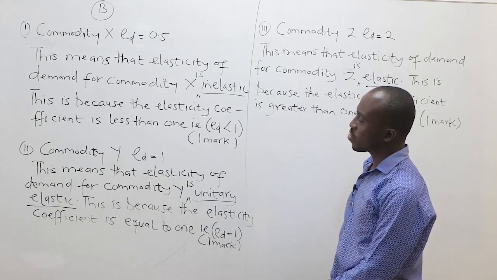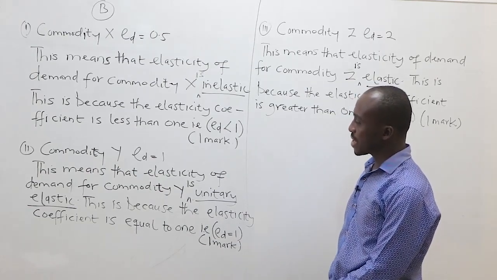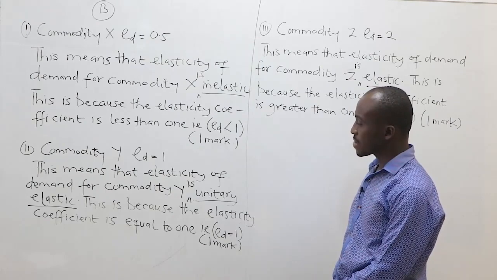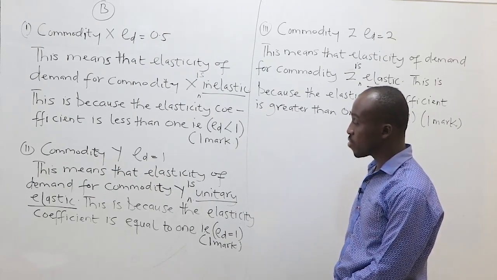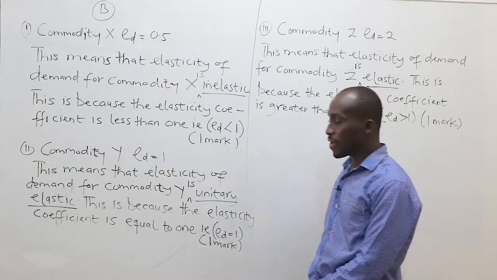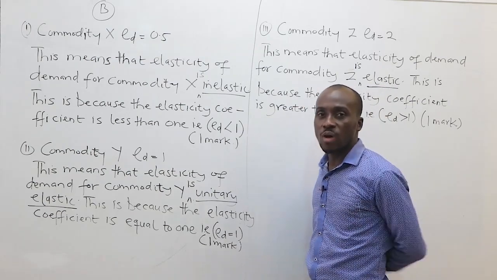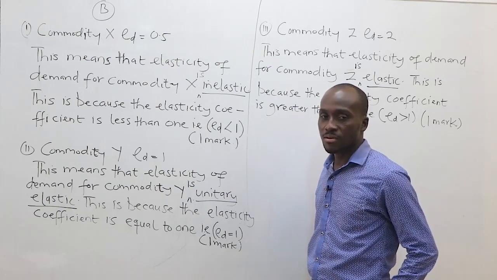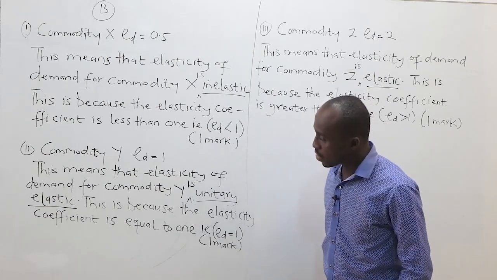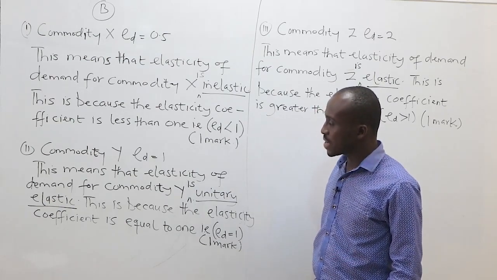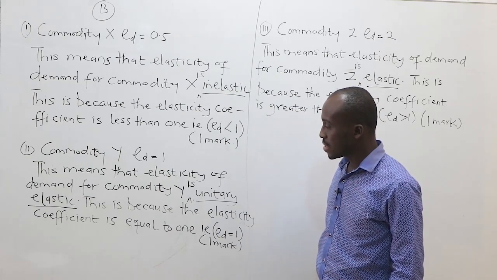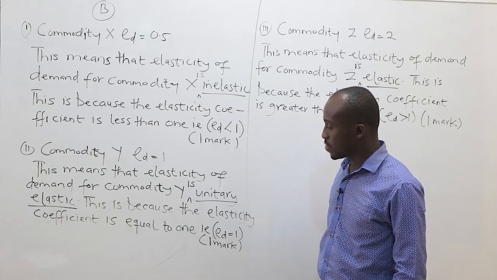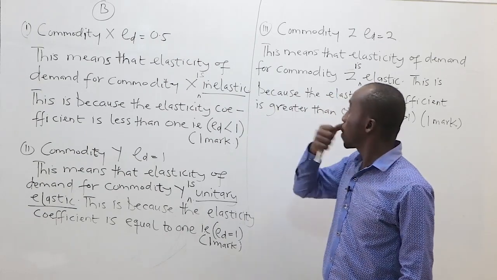What about commodity Y? The elasticity of demand is equal to 1. This means that the elasticity of demand of commodity Y is unitary elastic. This is because the elasticity coefficient is equal to 1. Whenever the elasticity is equal to 1, it means unitary elastic, right? So commodity Y elasticity was equal to 1, which means the elasticity of demand for commodity Y is unitary elastic. This is because the elasticity coefficient is equal to 1. 1 mark.